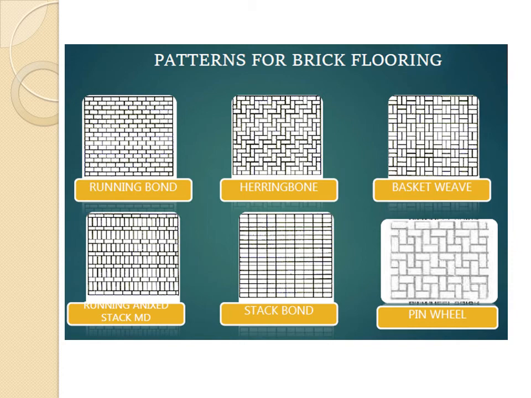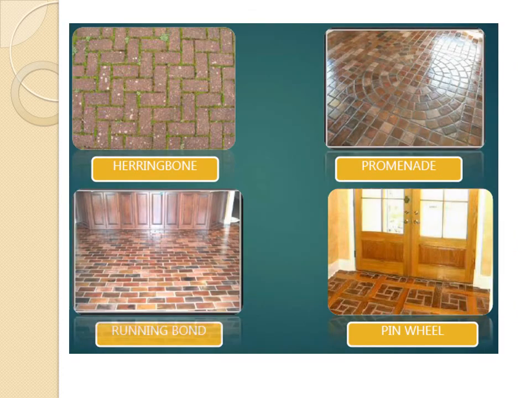In the same way, going to the next, how the patterns are exactly seen in real images. First one basically we use for outdoor spaces. The next, where the main entrance porch will be, that is promenade, then running bond in the rooms and all, then pinwheel, like a wheel how it moves. These are the basics.